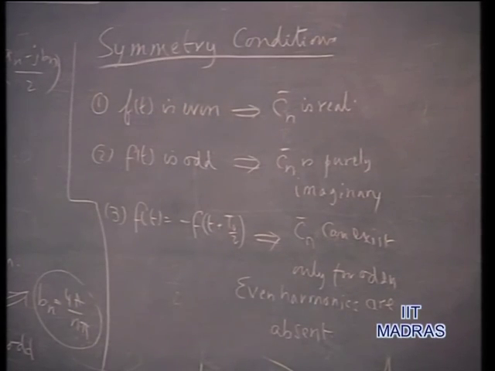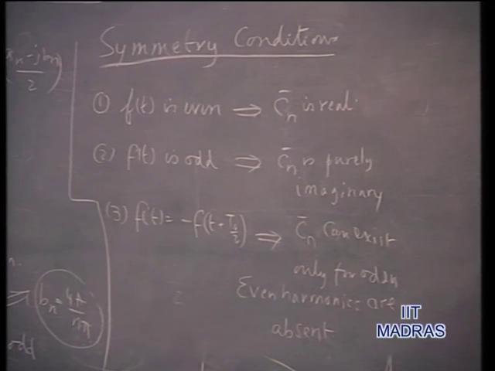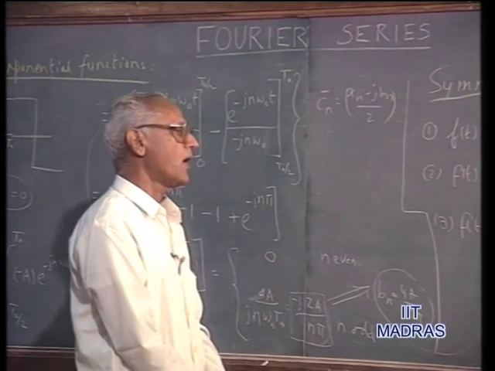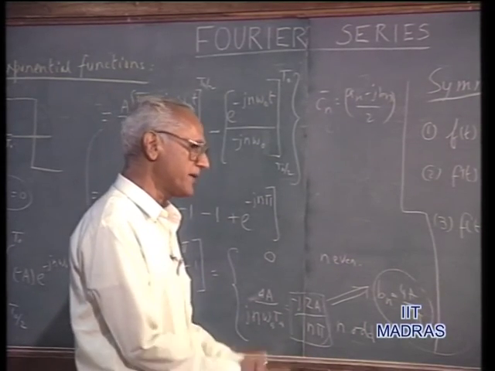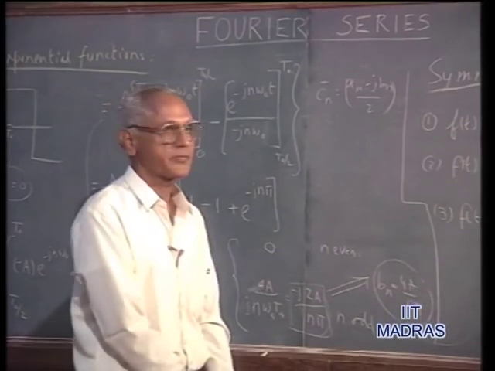Of course, we know that once f of t equals minus f of t plus t naught upon 2, which means that the wave is reproduced with a negative sign in the succeeding half cycle, then only odd harmonics are present, and therefore Cn can exist only for odd n. For some odd values of n, Cn may not exist also, but if at all it can exist, it can exist only for odd values of n.